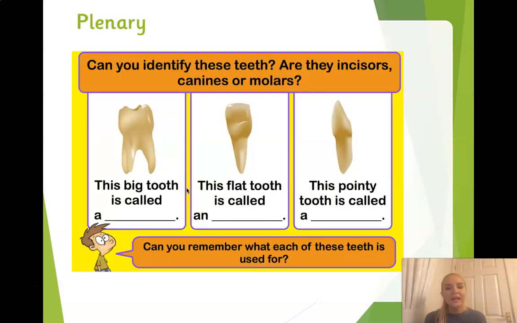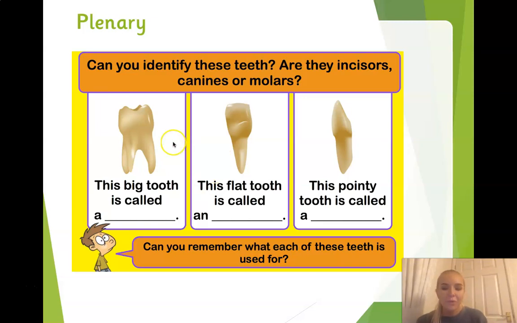Okay, your plenary today then, I want to test you and see if you can remember what these teeth are called. Can you identify these teeth? Are they incisors, canines, or molars? And can you remember the function of each of the teeth? Pause the video and have a go, please.